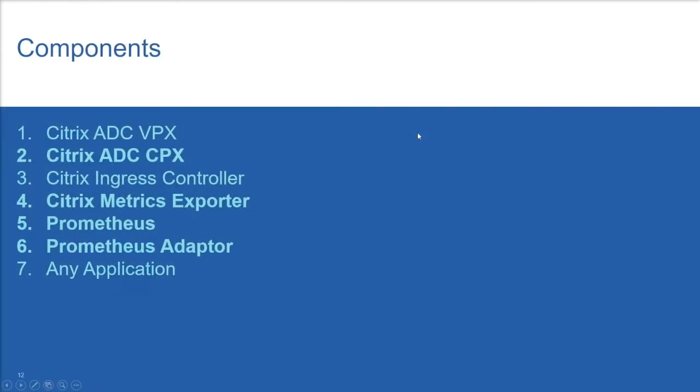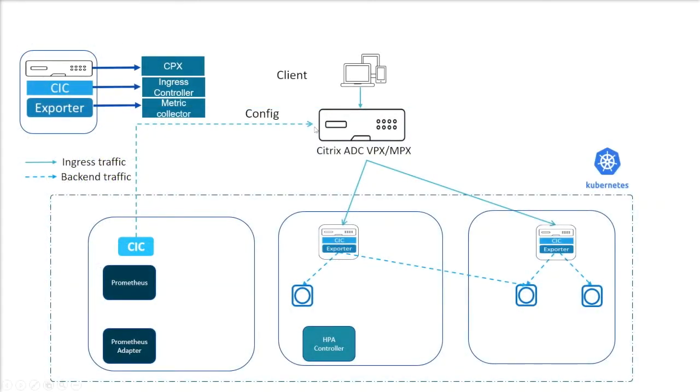So as already mentioned, Citrix ADC VPX is present in tier 1. Then we have the Citrix ADC CPX deployment in tier 2. Citrix Ingress controller is listening to all the Ingress resources on the cluster and configuring the ADCs accordingly. Since the Citrix ADC VPX is an instance-based ADC and it sits outside the cluster, the Citrix Ingress controller is a standalone one which is configuring the VPX with the Ingress resources. The Citrix ADC CPX has a sidecar Citrix Ingress controller.